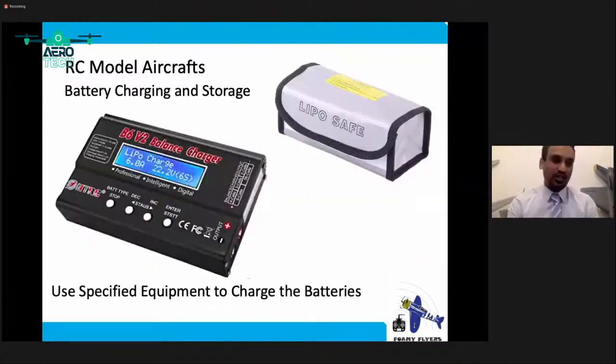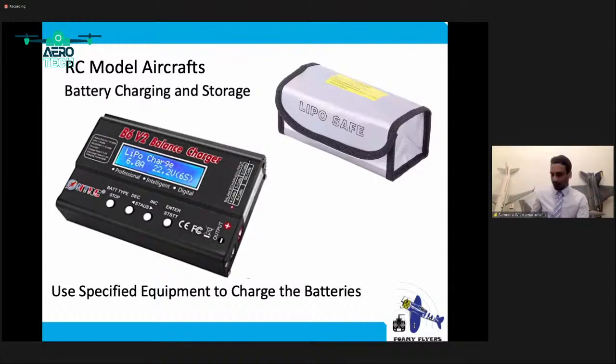Now you cannot charge a LiPo battery in a normal charging sort of a power pack or thing like that. You need to have a balanced charger for that. Otherwise the battery will be dead before you know it, or else damaged. When you have a balance charger, the charging will be maintained properly. Otherwise, you might end up having a burst battery or maybe fire damage as well.